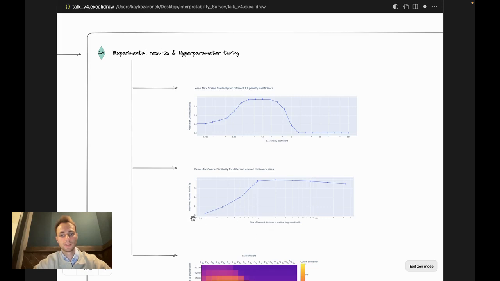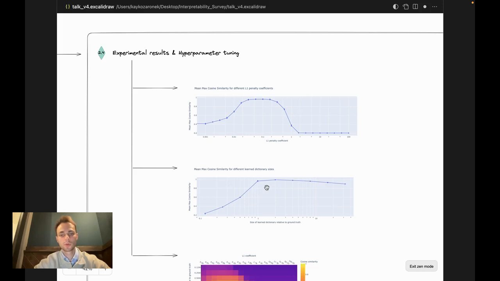On the other hand, here you can see a plot of the mean-max cosine similarity and the size of the learned dictionary relative to the ground truth. So what we can see here is a plot of the mean-max cosine similarity for different learned dictionary sizes. And as we can see, as the learned dictionary approaches the correct size, that is, the size where the dictionary has as many features as our original set of features that we constructed, we'll be able to recover a close to 1 mean-max cosine similarity. And that's what we would expect.